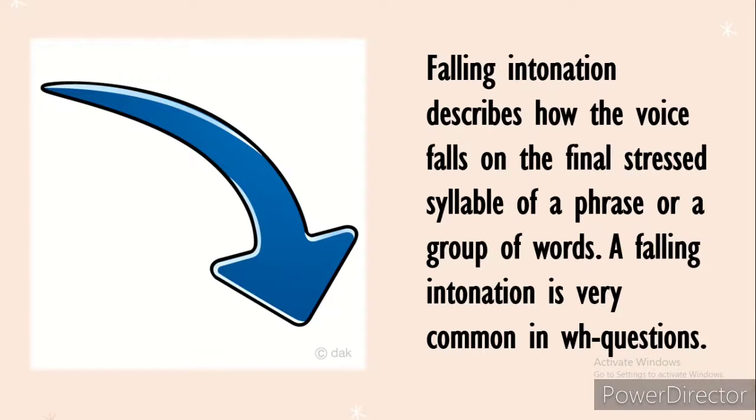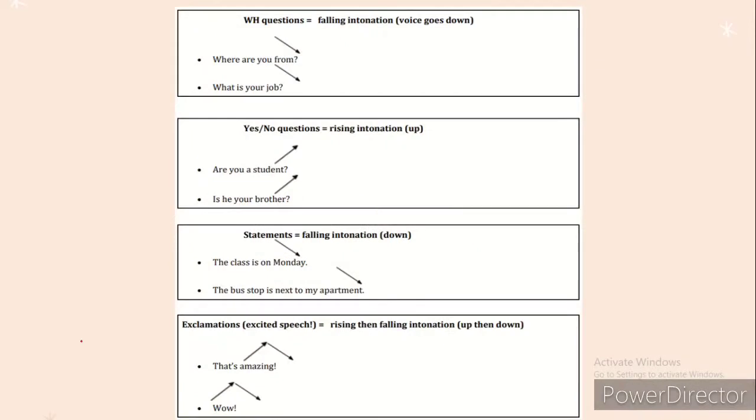Then, we also have falling intonation. Falling intonation describes how the voice falls on the final stressed syllable of a phrase or a group of words. A falling intonation is very common in WH questions. For examples, do you play badminton? And where do you live? Another examples. For the WH questions, we will use falling intonation, and the voice goes down. Where are you from? What is your job?